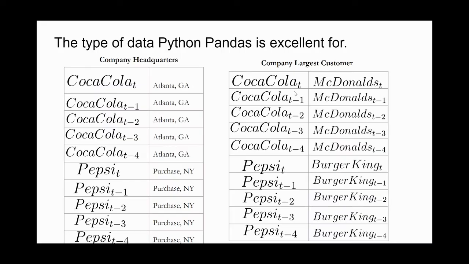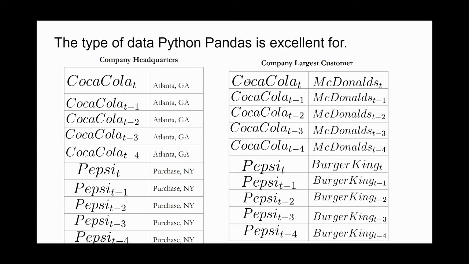So first of all, let's look at the type of data that Python Pandas is excellent for, and the type of data that we would want to import into Python, right? So one is company headquarters data. Coca-Cola, in period T, has their headquarters in Atlanta, Georgia. T-1, they have their headquarters in Atlanta, Georgia, all the way down. Pepsi, right? They have their headquarters in Purchase, New York, and in each period, it's consistently in Purchase, New York.